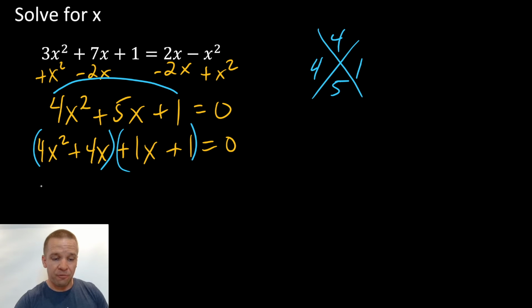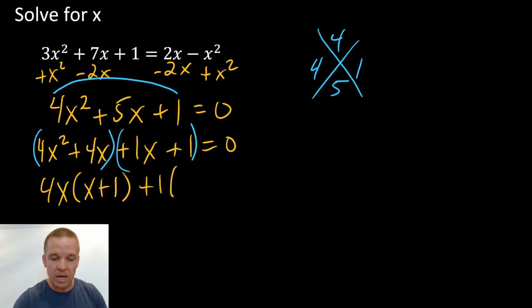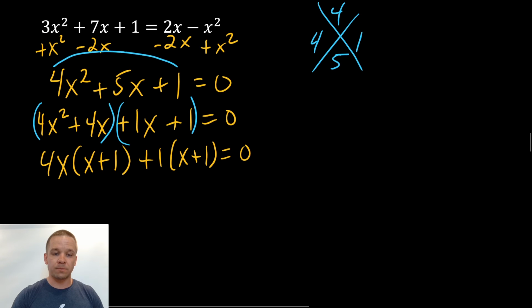So now I'm going to take out a 4x here, and I'm going to be left with x plus 1. And in this other one, there's really no GCF here, so I have to at least take out a positive 1 as like a placeholder. So plus 1, and I'm left with x plus 1 here equals 0.